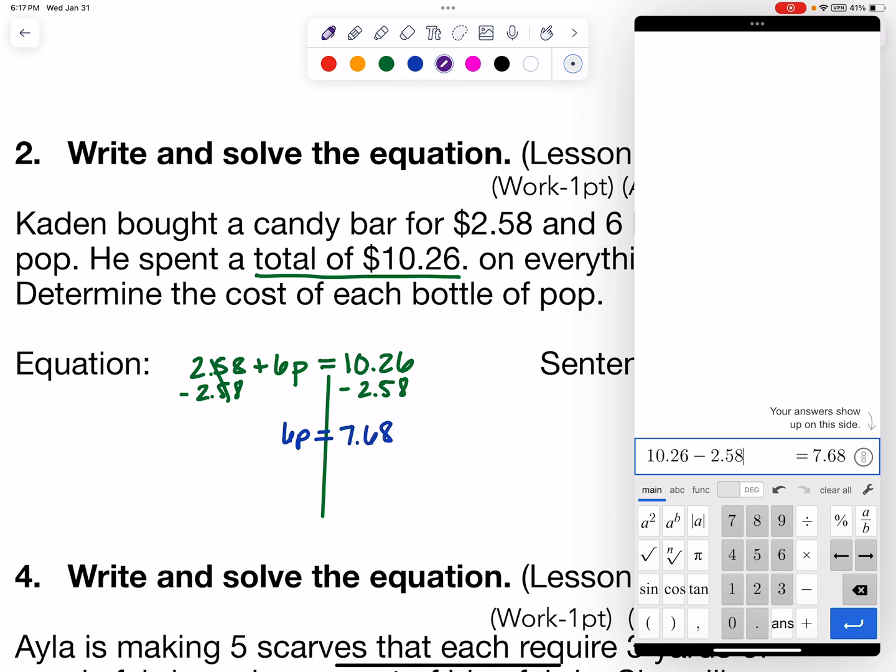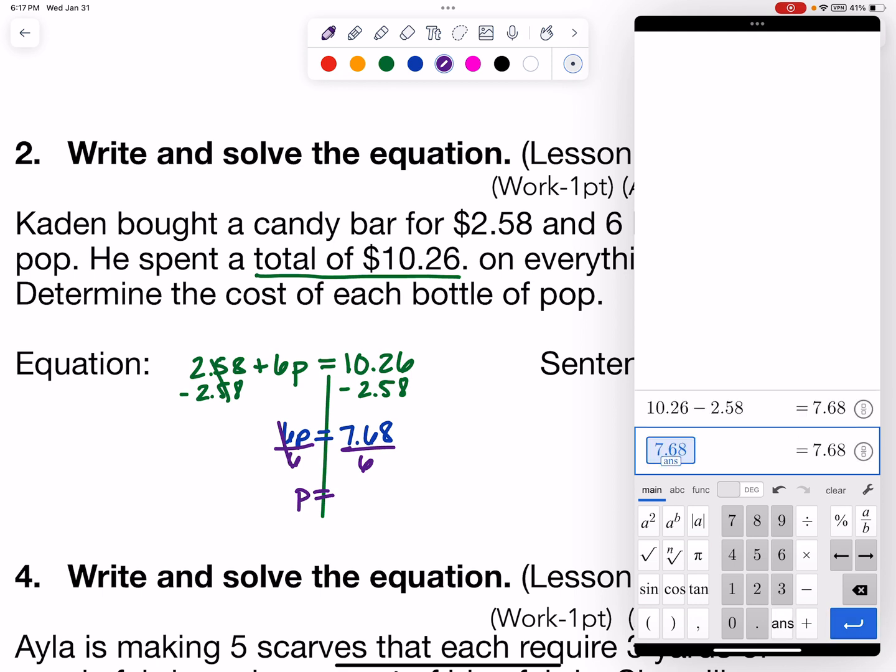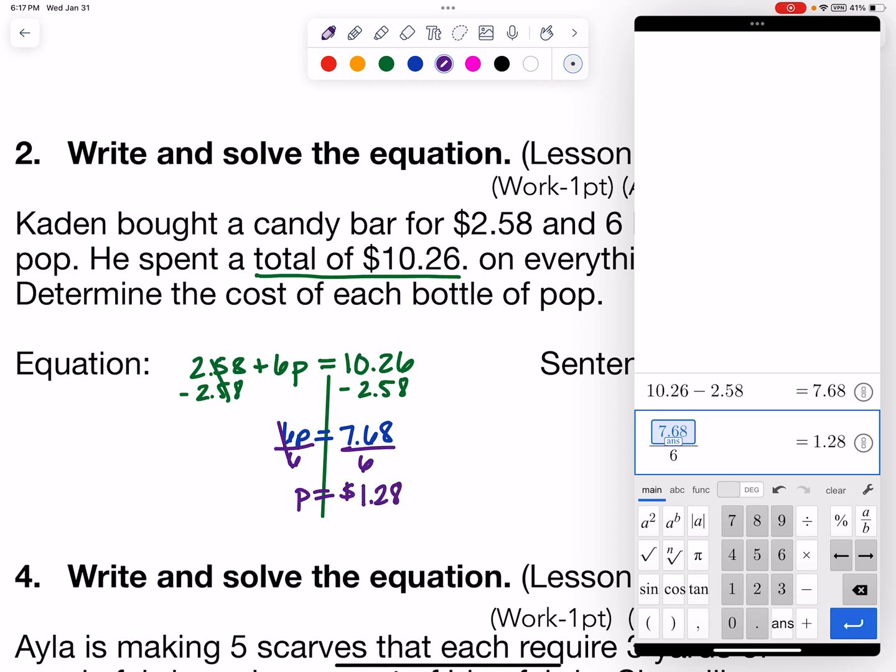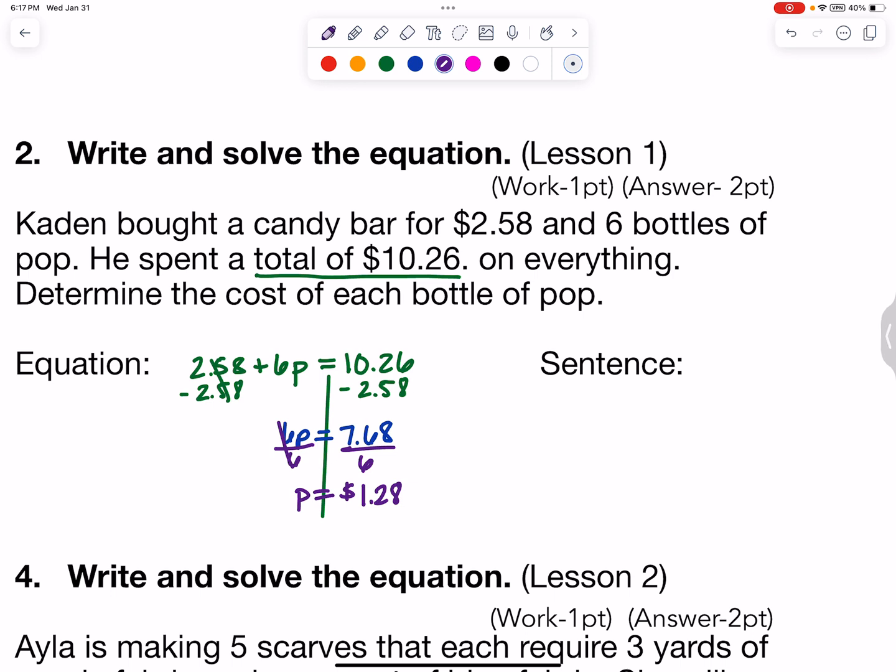And then we're going to go ahead and divide both sides by 6 to isolate that variable. And we end up with P equals, going to hit return and do answer divided by 6. And we get, this is money, so $1.28. Okay, we do have to answer the question, take care of this sentence. So determine the cost of each bottle of pop. Each bottle of pop is or was $1.28. Okay, so there we go.